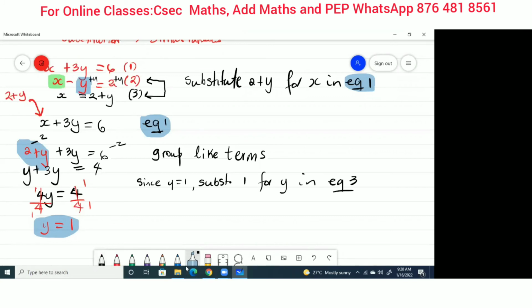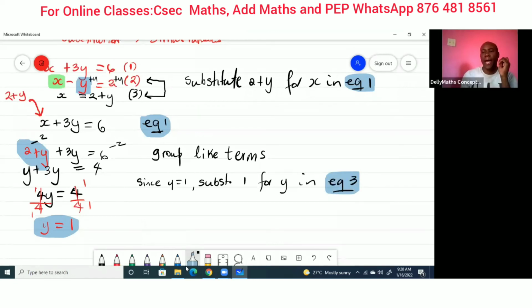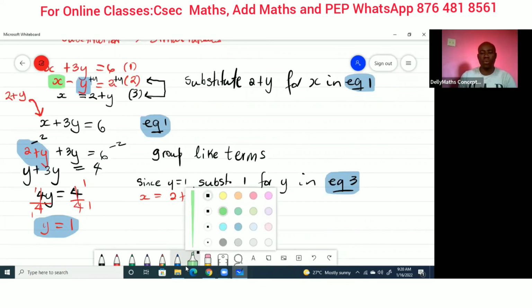Why am I using equation 3? Because it's a little bit easier. Do I have to use equation 3? No. I can use any one of the 3 equations, but equation 3 is the one that says x is equal to 2 plus y. The thing is, I intend to find a value for x at this moment, right? So I want to find a value for x at this moment.